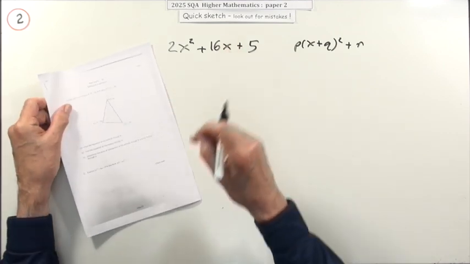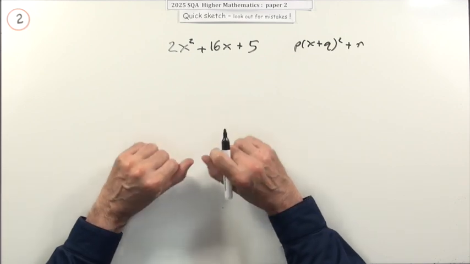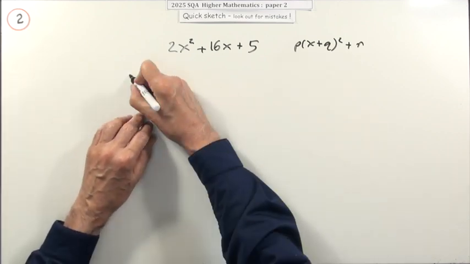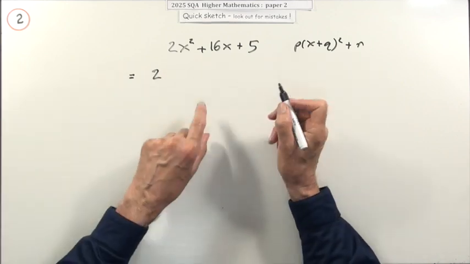Number 2, complete the square. 3 marks for this, especially when you compare it to some other questions that you've got to do for 3 marks. So there we go. You'll all have your own way, so I'm just going to do it the way I do it.